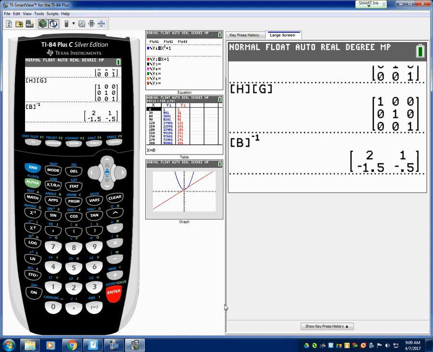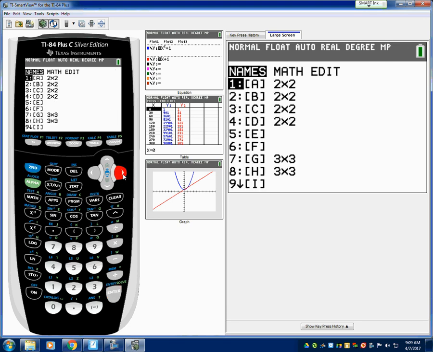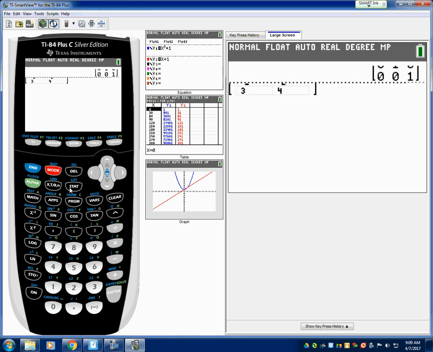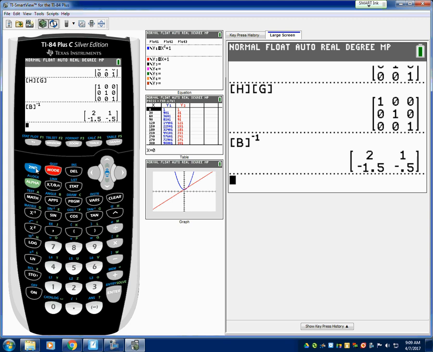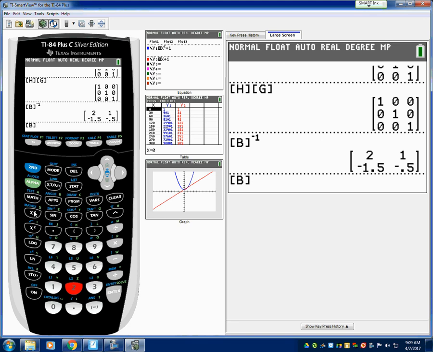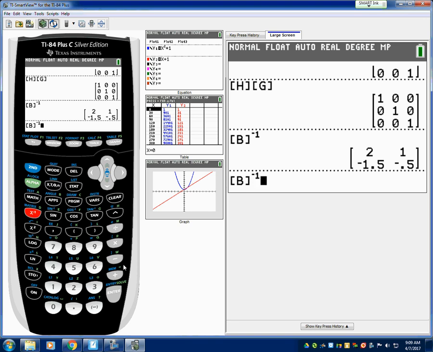Okay, so one more time, we go to the matrix menu. We go over to edit. Number 2 is our B matrix. We type in the elements of the matrix. We quit out of there. And then to select matrix B, we go back to the matrix menu. Under name, select matrix 2, and then hit the x inverse key, and that will give you the symbol for inverse. Hit enter, and that gives you the matrix.